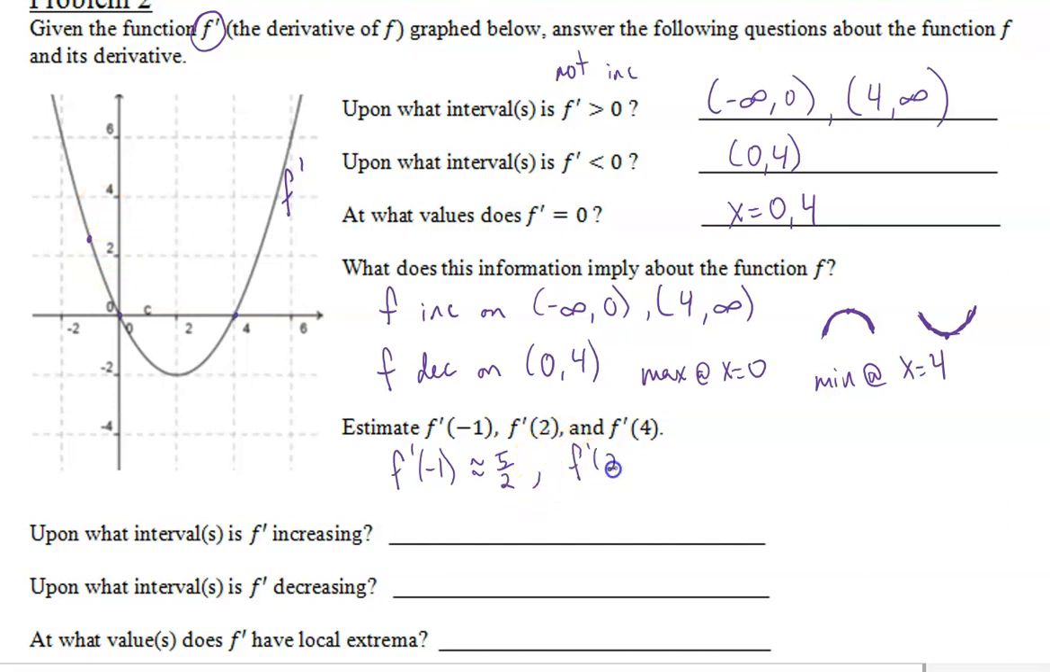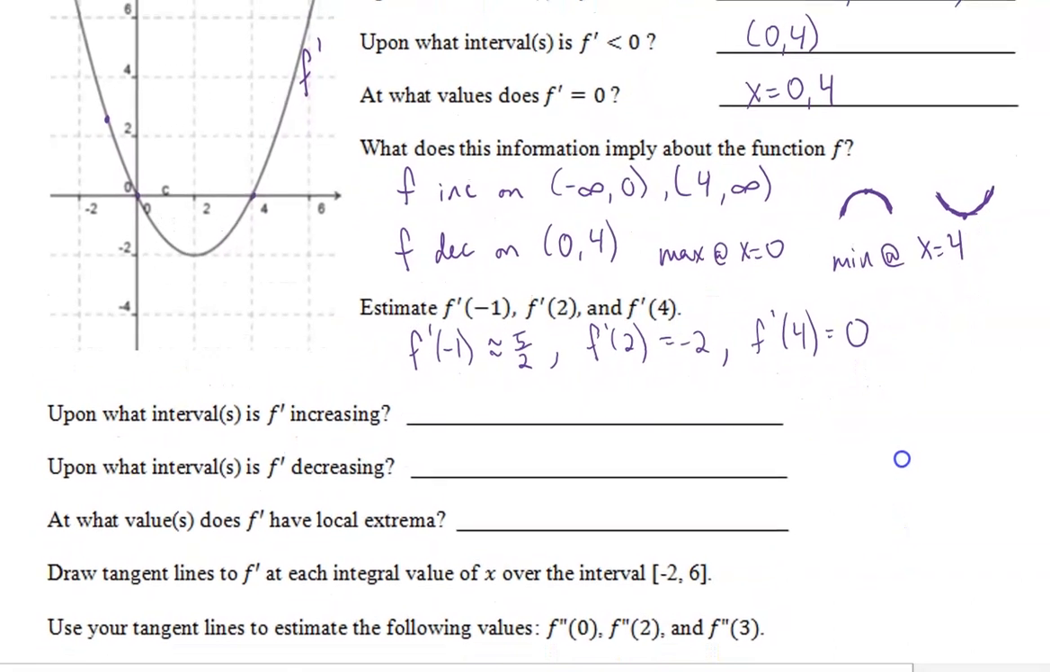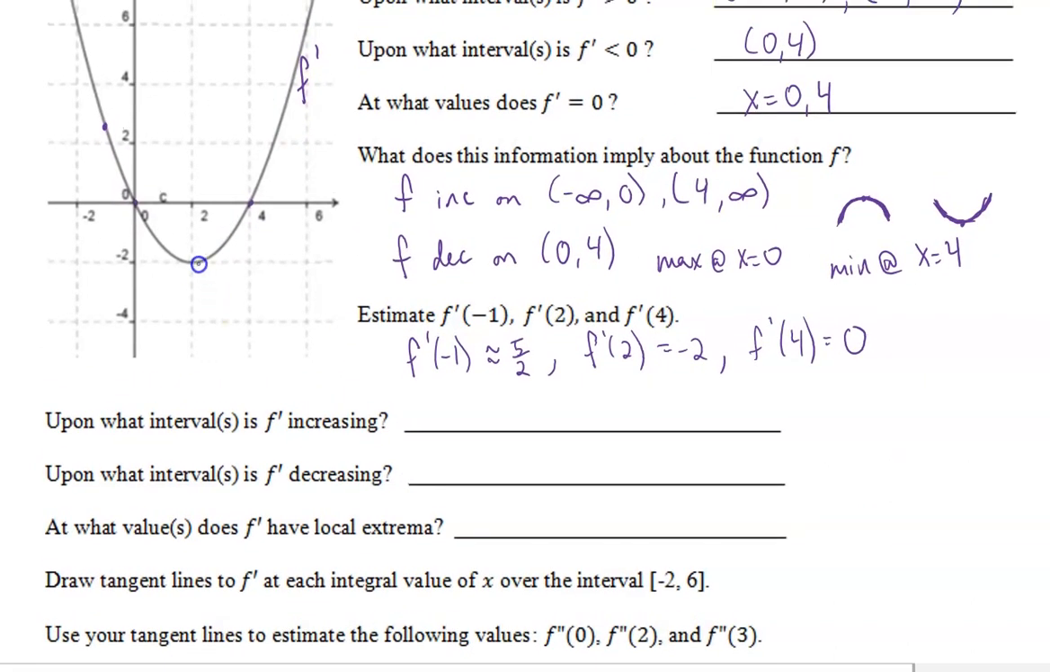F prime of 2 is -2. Okay, and then f prime of 4 is 0. Okay, where is f prime increasing? It is increasing on the interval. Oh, I'm sorry. Feel free to pause this whenever you want to try and answer these. So f prime is increasing from here to forever, so on the interval from 2 to infinity.